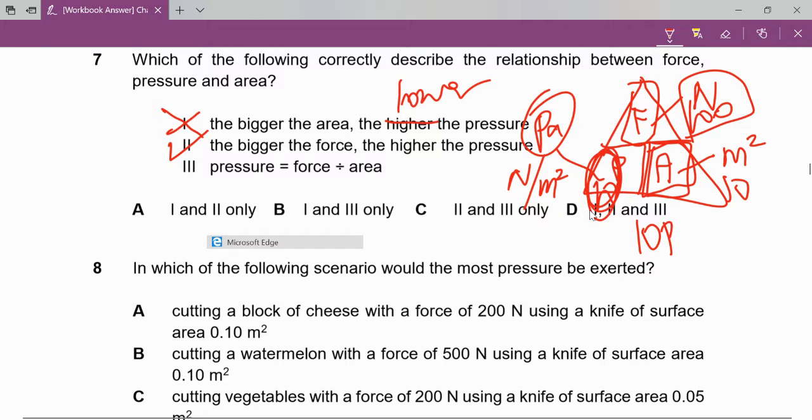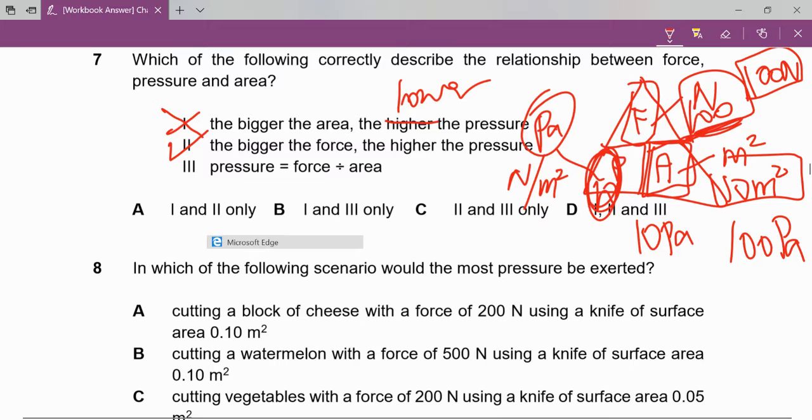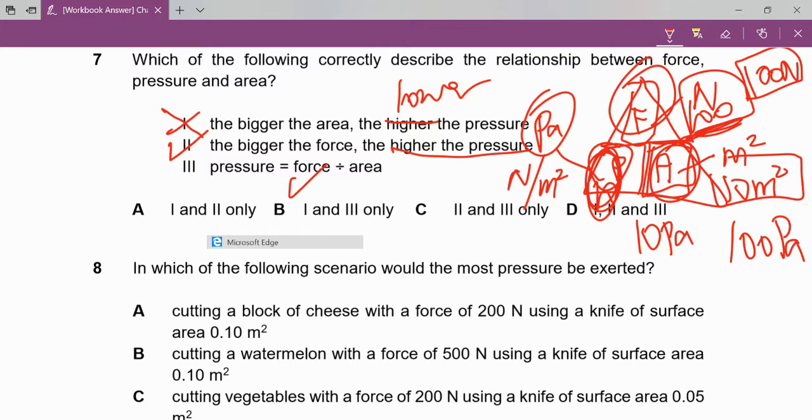So right now my pressure is 10 pascals. If I change the force to 1000 Newton instead of 100 Newton, so 1000 divided by 10 meters square, my pressure will be 100 pascals. Okay, so we can tell that yes, the pressure will be higher. Pressure equals force divided by area. That is true based on the triangle. Answer should be 2 and 3. Okay, answer should be C for question 7. Let's move to question 8.